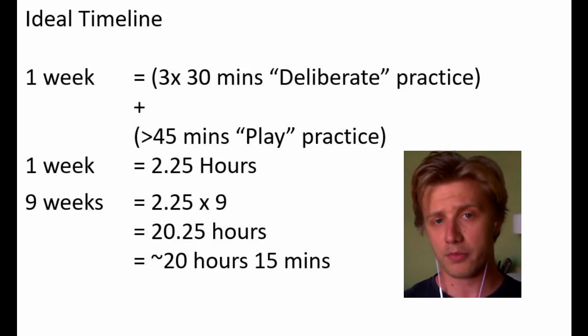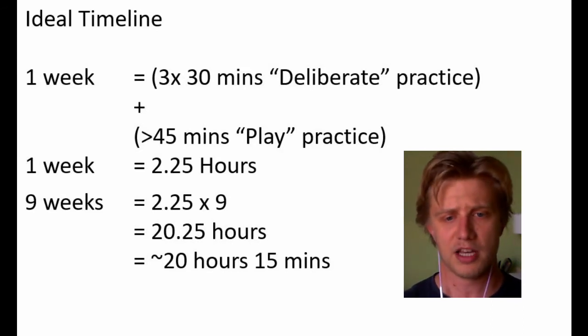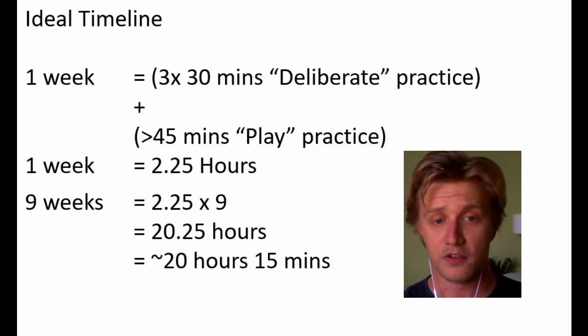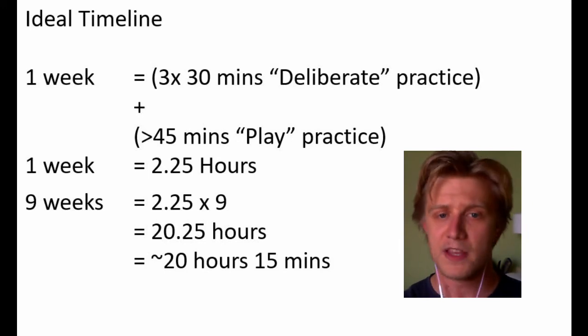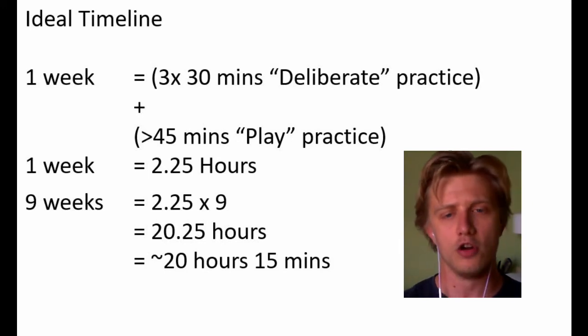The rationale for splitting practice in this way is that coordinative structures which are established during deliberate practice can then be perturbed by varying environmental constraints during play practice. This variability allows for the acquisition of more stable coordinative structures, resulting in less variable performance. For 9 weeks, perform 3 30-minute deliberate practice sessions and at least 45 minutes of play practice per week. This will result in about 20 hours over the 9 weeks.